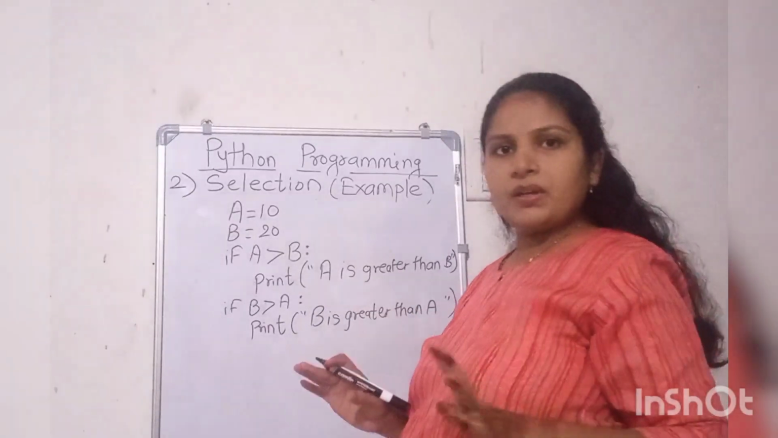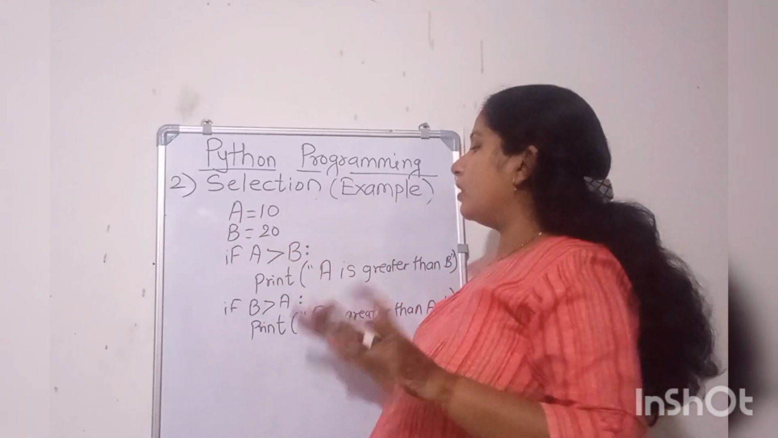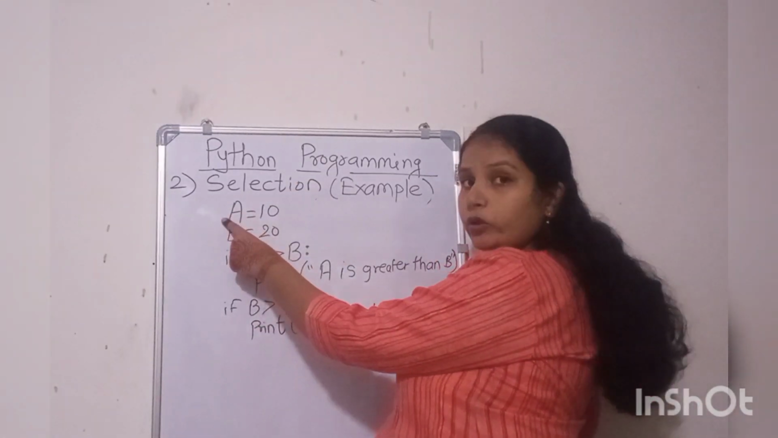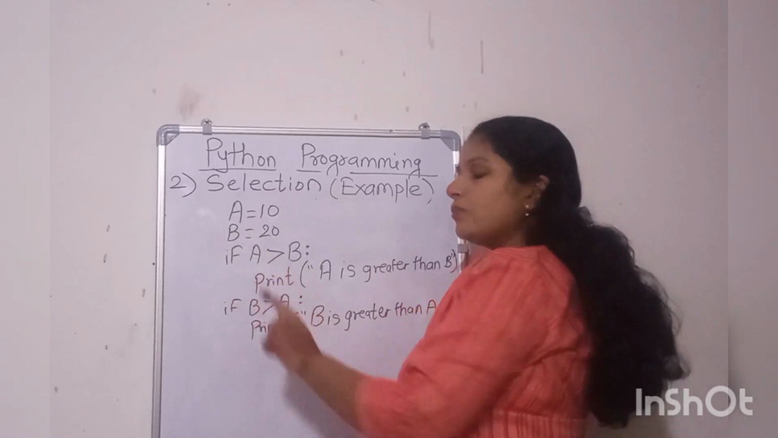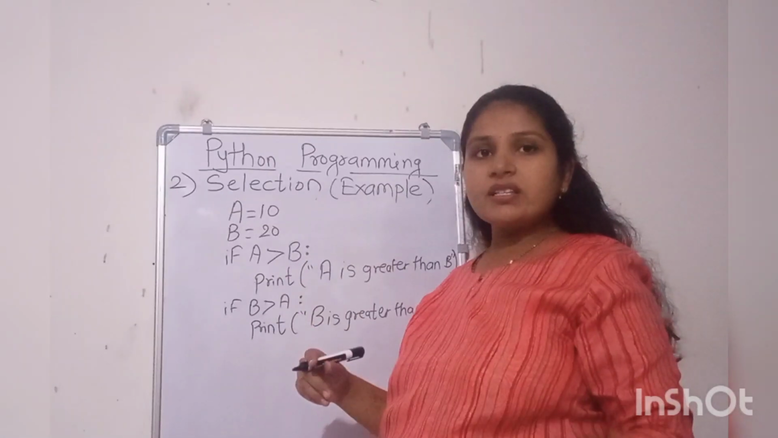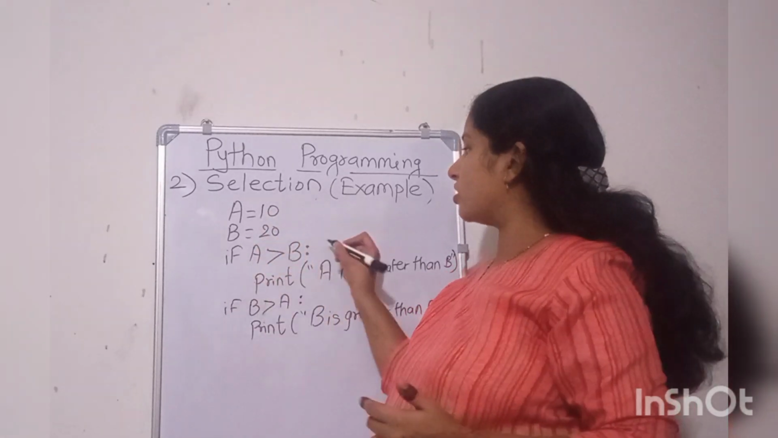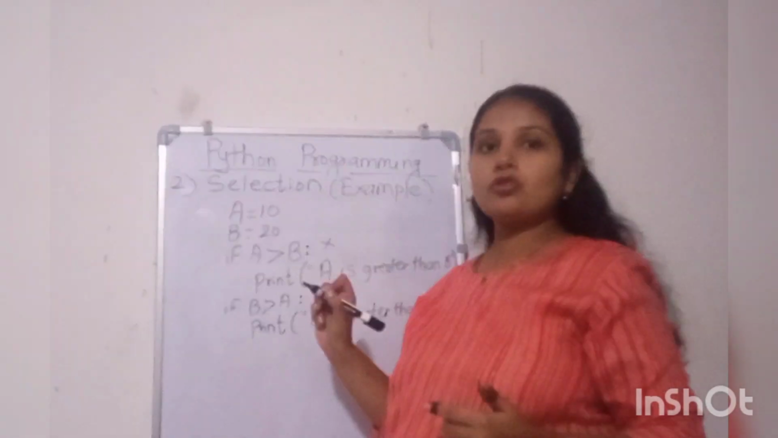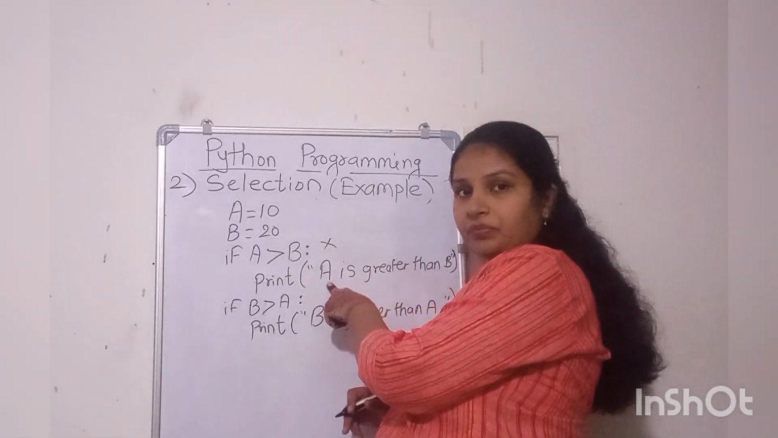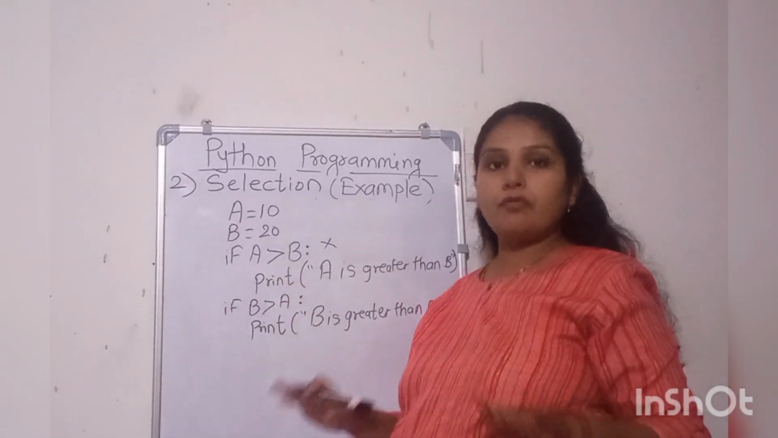So two simple conditions I have put here. We have both values. Now execute the program. A equal to 10, B equal to 20. I am checking the first condition, if A is greater than B. Now is it? Because A's value is 10, B is 20, so this condition is false. It is not true, so you are not going to select this statement. This statement won't be printed because this condition is false.